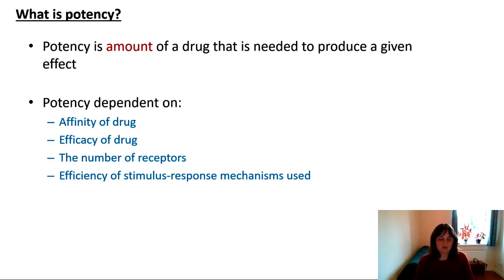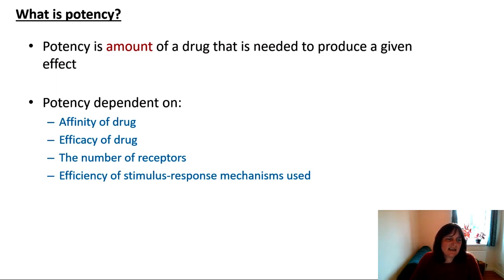Potency is dependent very strongly on the affinity of a drug. So if the drug binds very strongly to the receptor, it generally has high potency. But it's also dependent on the efficacy, which we'll look at in the next slide. And it's also dependent on the number of receptors in a system. So if you give a particular dose of a drug into a system that's only got 100 receptors, the effect you get is going to be different if you give the same dose of a drug to a system or a tissue preparation that's got 10,000 receptors in it.